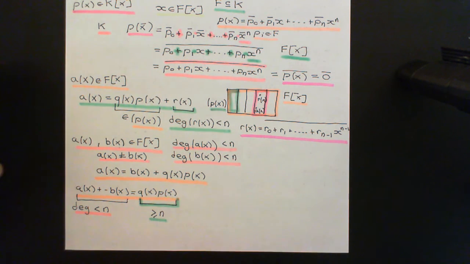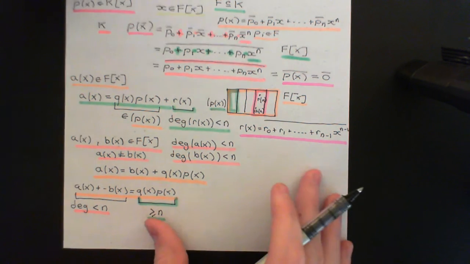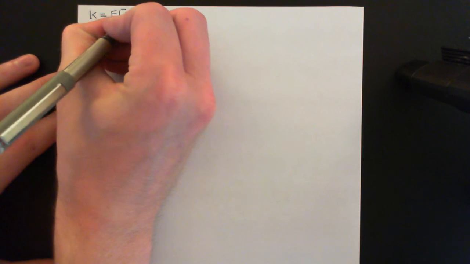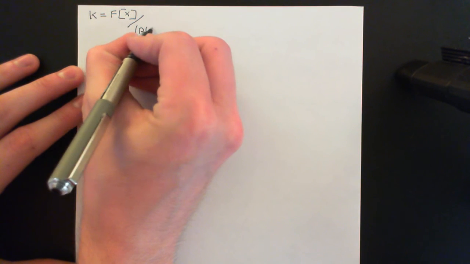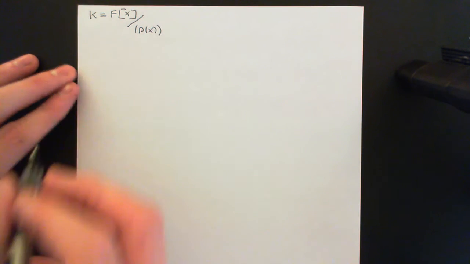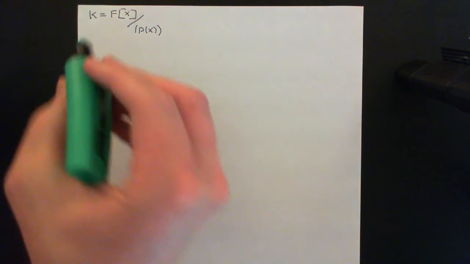Right, so my next claim is going to be with regards to finding a basis for my field extension K over the field capital F. I'll just remind you that K is this quotient ring that we have now constructed, where we've taken the ring of polynomials over the field capital F, and quotiented out by the principal ideal generated by the polynomial p of x.